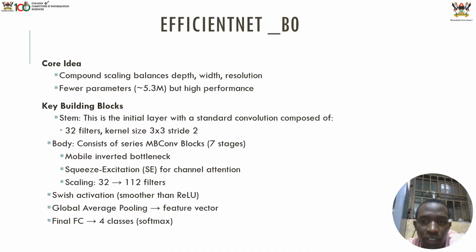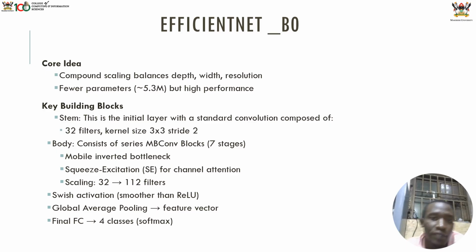Shall we go to the stem layer, which is inside the building blocks. The stem layer is the first layer of the network. It uses a 3 by 3 convolution with 32 filters and 2 strides. This reduces the image size while extracting basic features like edges and texture.